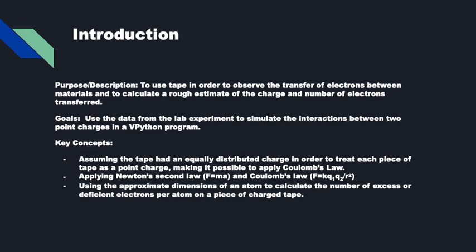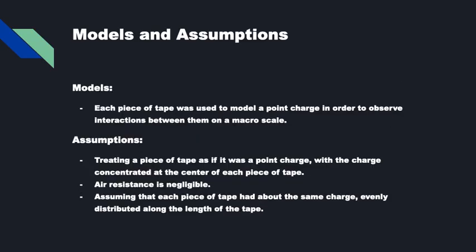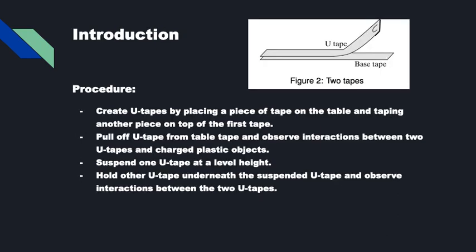Applying Newton's second law, F equals ma, and Coulomb's law, F equals kq1q2 over r squared, and using the approximate dimensions of an atom, we calculated the number of excess or deficient electrons per atom on a piece of charged tape. So for models and assumptions, each piece of tape was used to model a point charge in order to observe interactions between them on a macro scale. Some of the assumptions we made were treating a piece of tape as if it was a point charge with the charge concentrated at the center of each piece of tape. Air resistance was negligible, and we also assumed that each piece of tape had about the same charge, evenly distributed along the length of the tape.